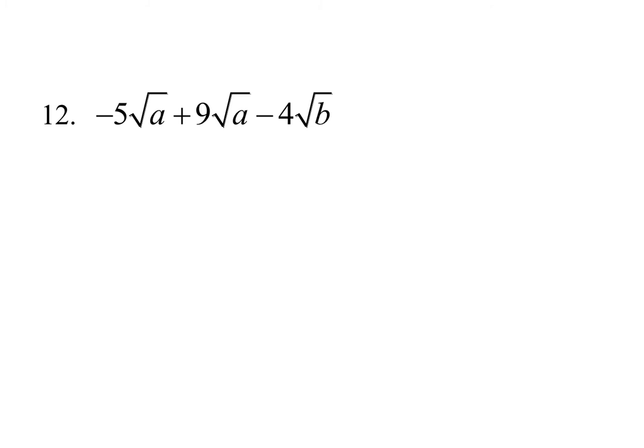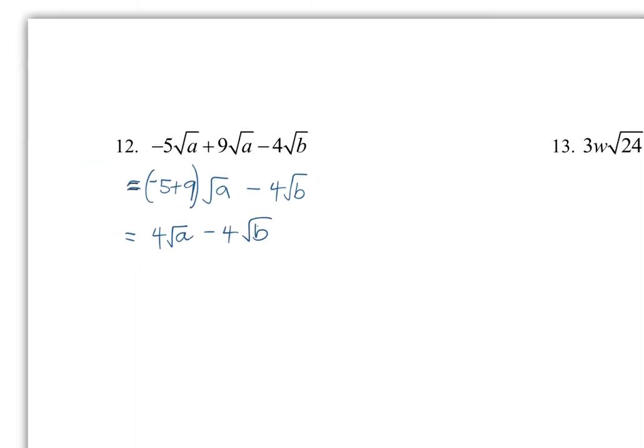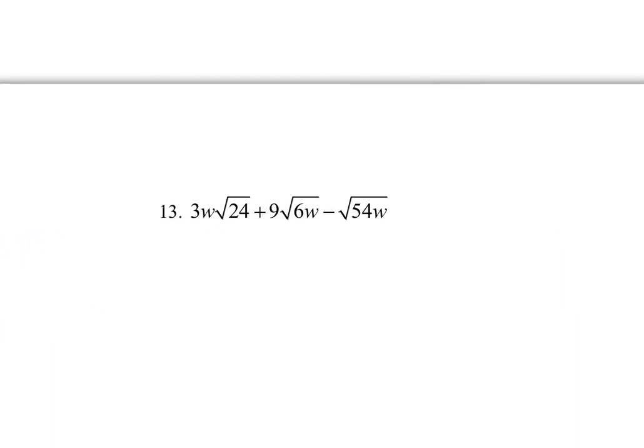On number 12, you have like terms with the square root of a, and you'll just say negative 5 plus 9, and then you got the square root of b. So this would end up giving us negative 5 plus 9 is 4 square roots of a minus 4 square roots of b. And that's all we can do because the square root of a and the square root of b are not like radicals. They are both square roots, but their insides are not the same.